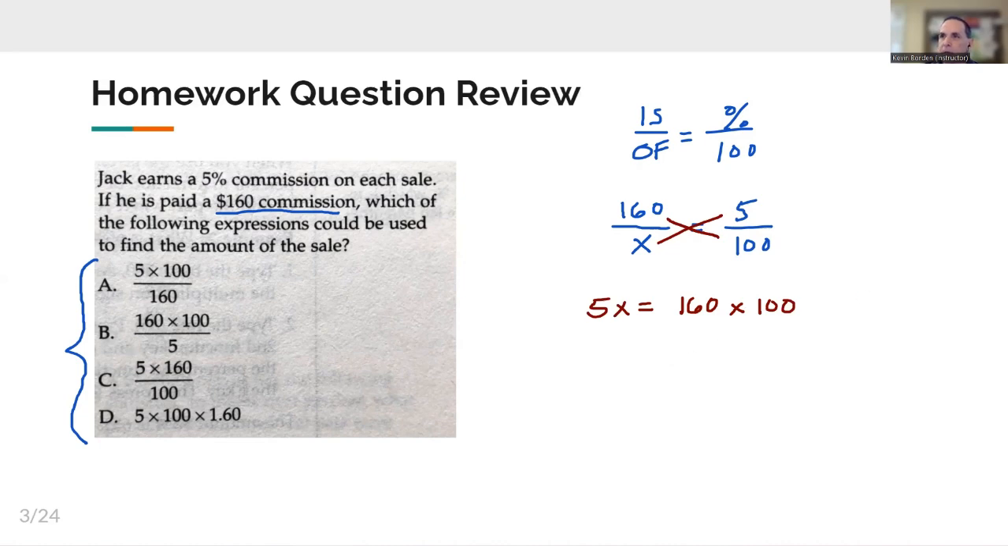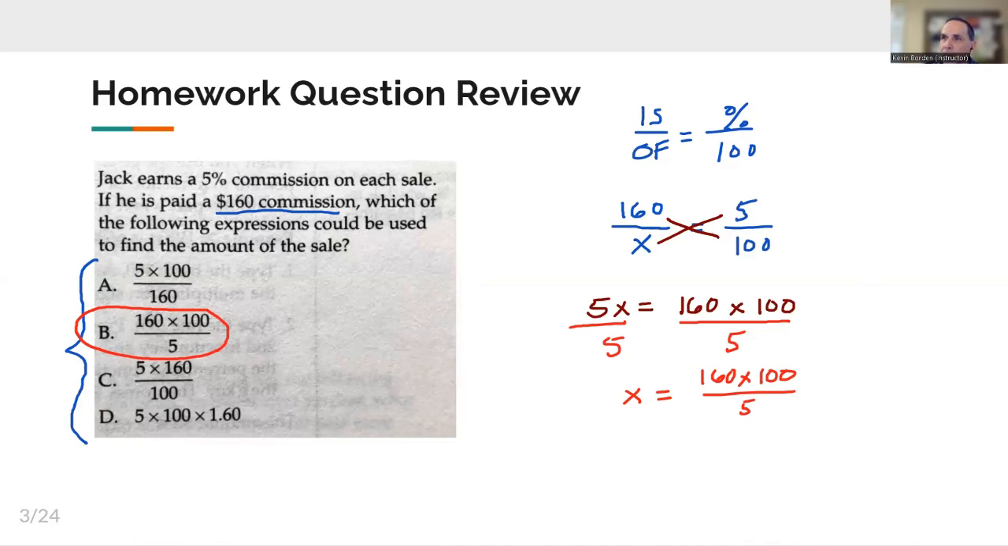The last step for these is always going to be familiar. We're going to divide by whatever X is being multiplied by. That is 5. And we are left with X is equal to 160 times 100 divided by 5. And do we have an answer that looks like that? We sure do. It's right here, B. 160 times 100 divided by 5.